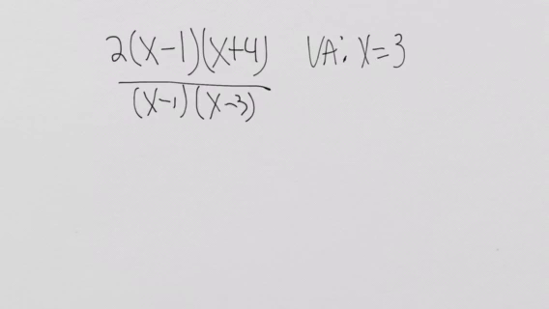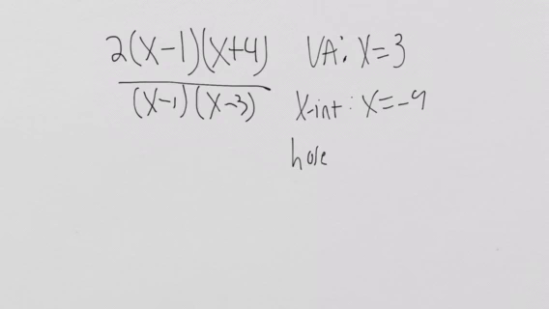Okay, what's going to make my numerator 0? And 0 divided by something that's not 0 is just going to be an output of 0, which is the definition of an x-intercept when the output is 0. So that happens when x equals -4.